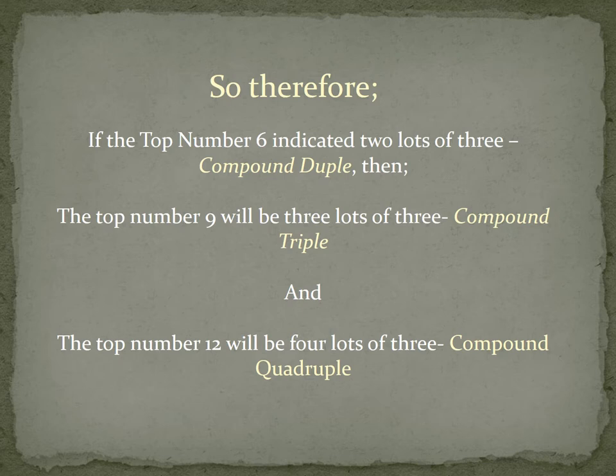Okay, moving on. So if the top number 6, we said, indicated 2 lots of 3, in other words, compound duple meaning 2, then if the top number is 9, then that will be 3 lots of 3. In other words, how many times does 3 go into 9? 3. Therefore, that is compound triple. And the last number, if the top number is 12, then it will be 4 lots of 3. 12 divided by 3 equals 4. 4 lots of 3. Compound quadruple.